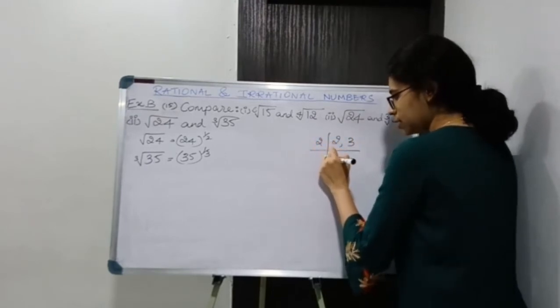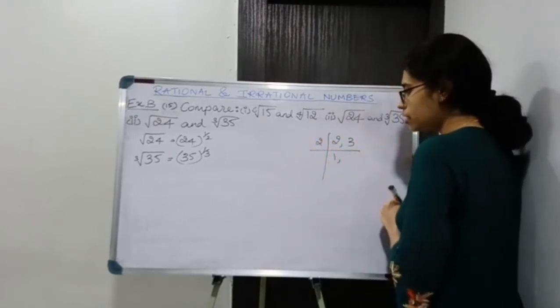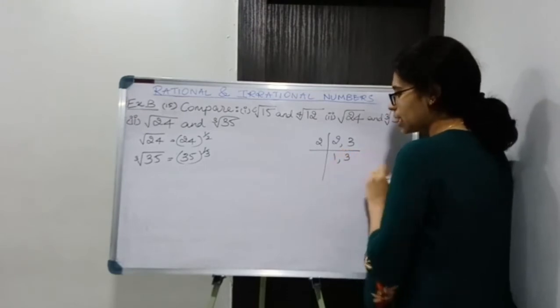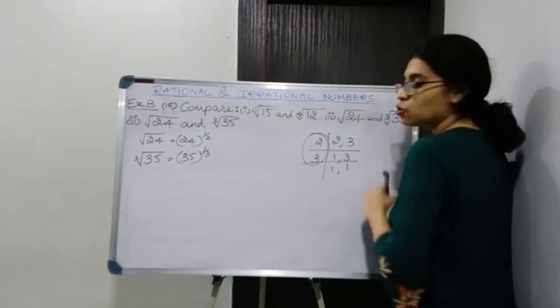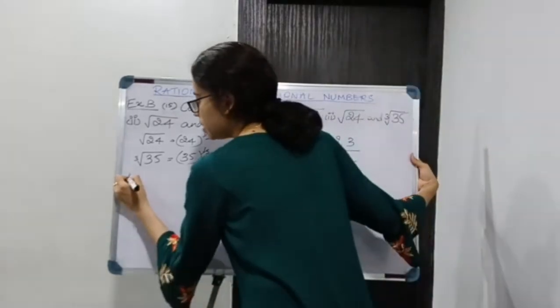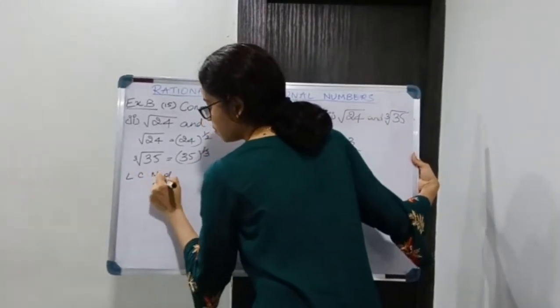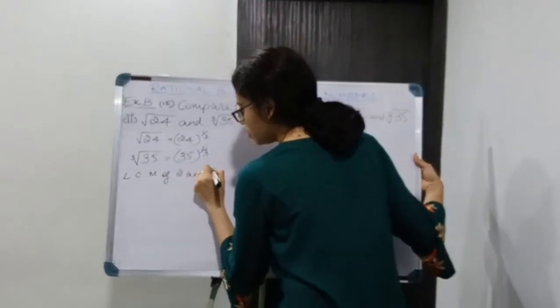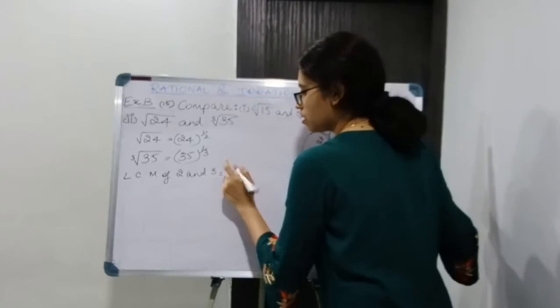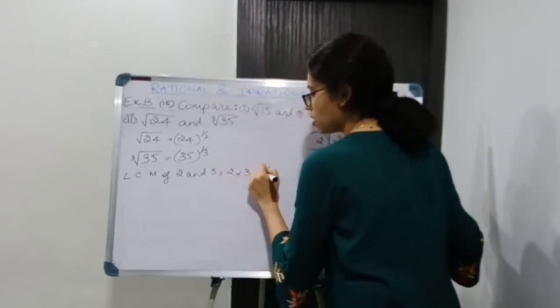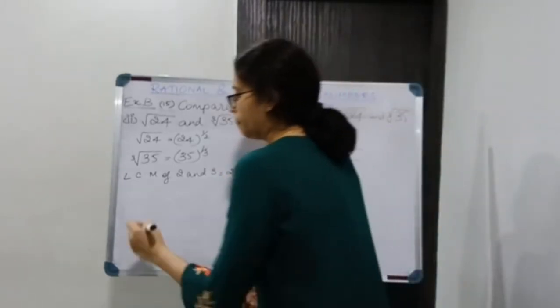2 ones are 2, and 3 is not divisible by 2, so it will remain as it is. 3 ones are 3, 2 threes are 6. So LCM of 2 and 3 is equal to 2 into 3, which is equal to 6.